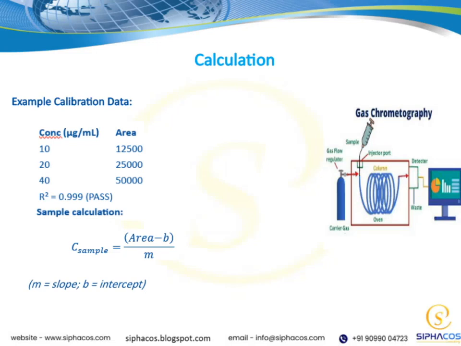Let's take a look at how we perform calculations using an example calibration dataset. As you can see, this involves understanding the key components of the equation, where m represents the slope and b is the intercept. These are the two main parameters we determine during calibration. The slope, m, tells us how much the response variable changes with a unit change in the predictor, while the intercept, b, indicates the starting point when the predictor is 0.